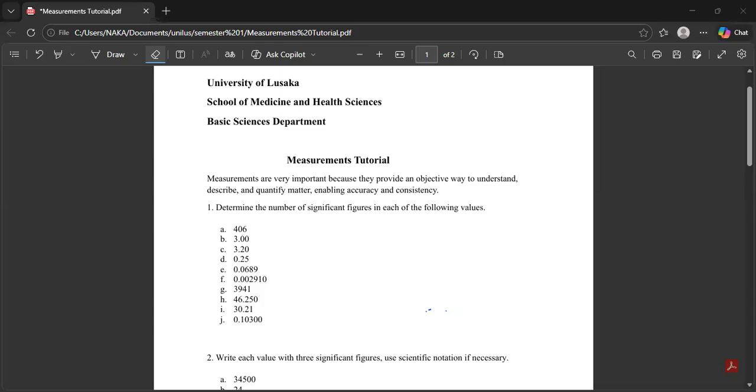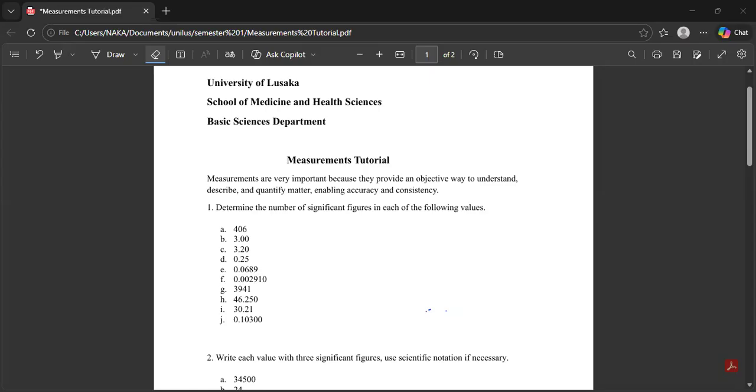So in this tutorial, we'll discuss units and measurements. Okay, so we've been given questions here from your tutorial sheet. You know that measurements are very important because they provide an objective way to understand, describe, and quantify matter, enabling accuracy and consistency.